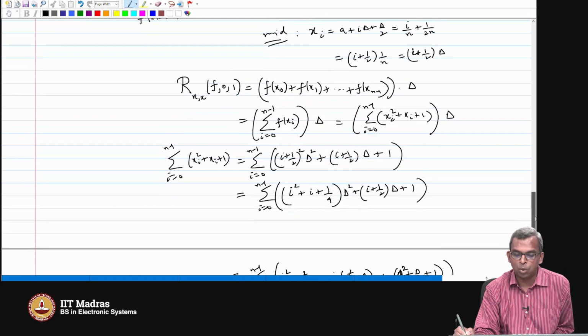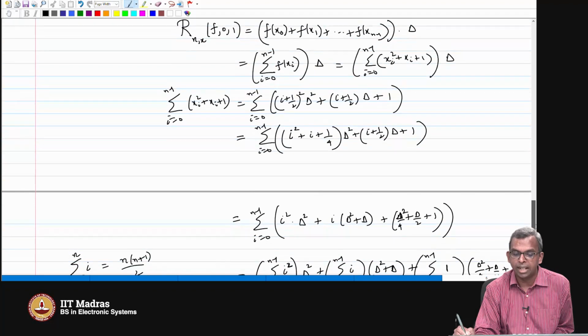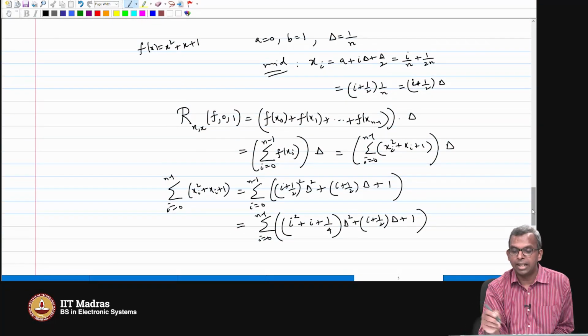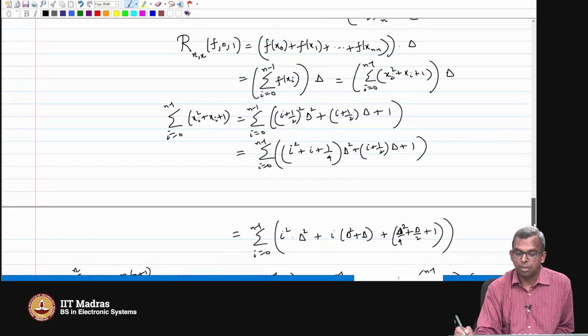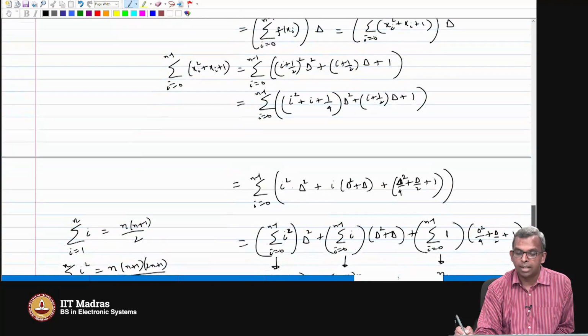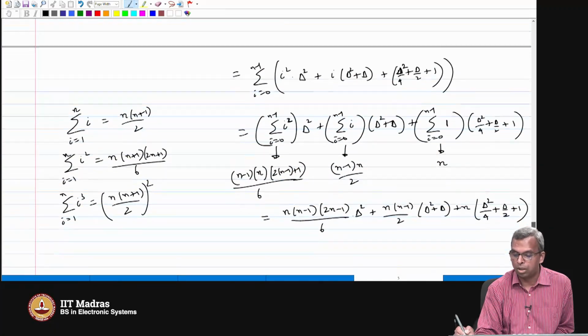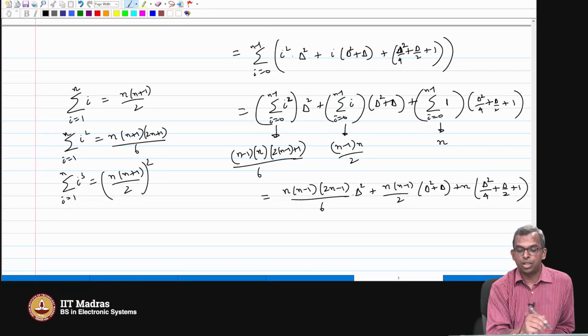I picked a slightly more complicated problem, but I've shown you in good detail how to go about doing it. Find x_i in terms of i, and then plug it into f of x_i. You will get all the squares, etc. I'll simplify, and then you will get the final form for the whole thing using these summation formulae. You have to be careful what the limits are.